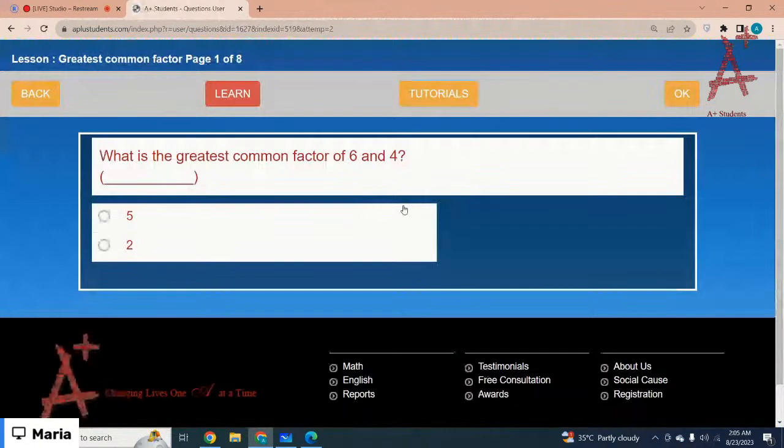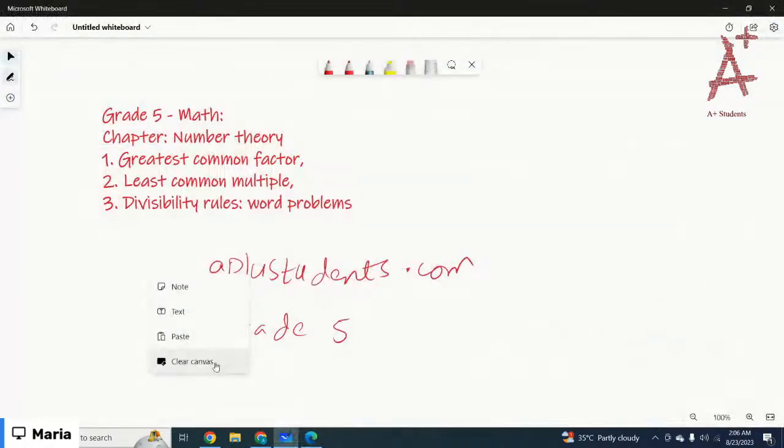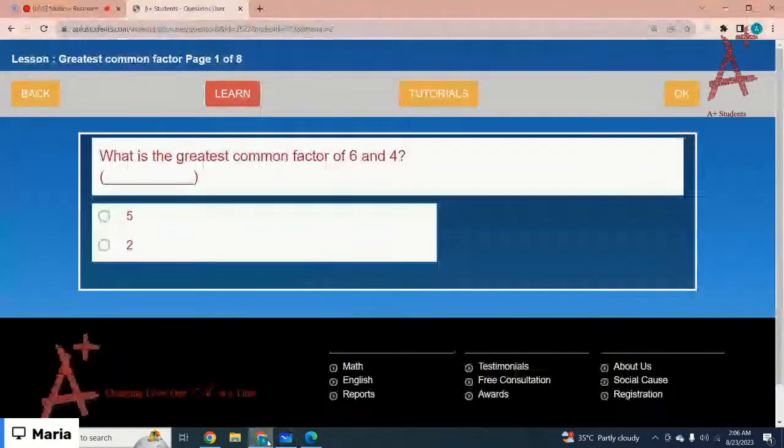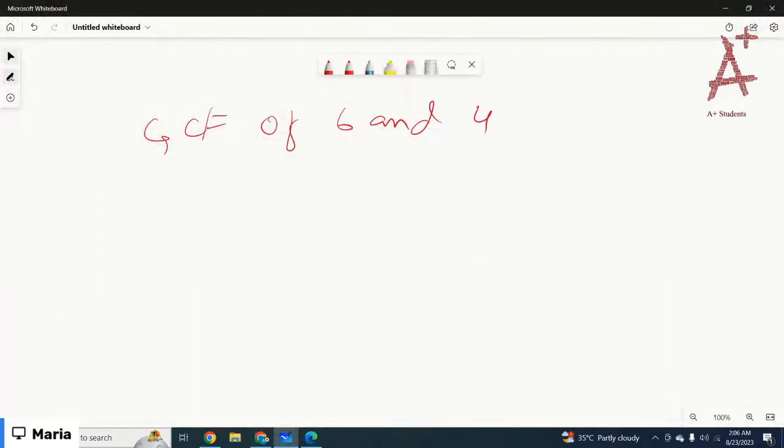Okay, what is the greatest common factor of 6 and 4? So how do you find the GCF of 6 and 4? You have to list the factors of both the numbers, right? Let's write down the factors of 6. Factors are the numbers that when you multiply make 6, right? 6 times 1 is 6 and 3 times 2 is 6, right? You can write them in the form of pairs, that would be very easy.